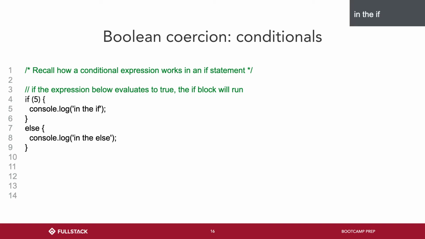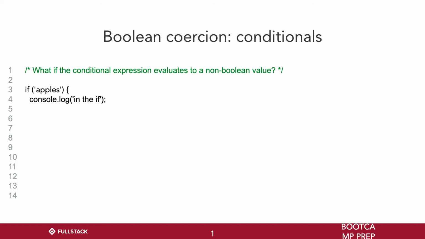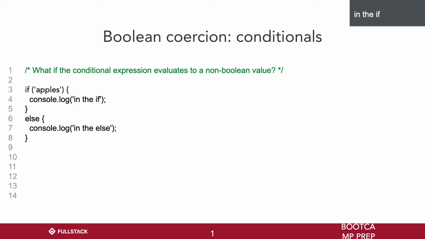So recall how the conditional expression works. If 5, console.log in the if, else, console.log in the else. Right? I just showed you this before. What if the conditional expression evaluates to a non-Boolean value? We still get it, because apples coerced into a Boolean is true, so apples is truthy, so the if will run. Because the if statement is coercing that for you, anything inside of the parentheses.